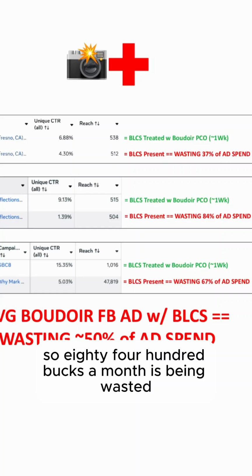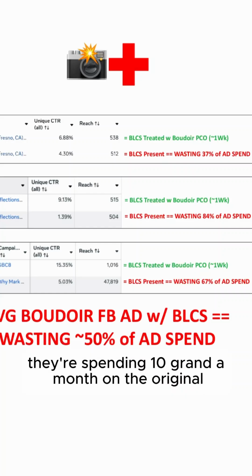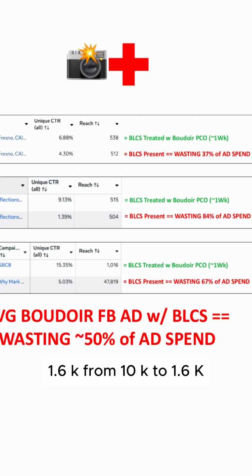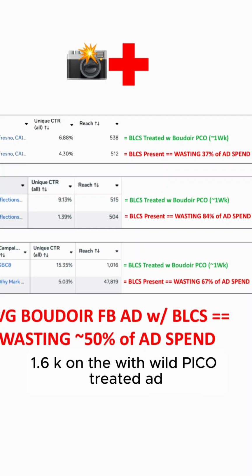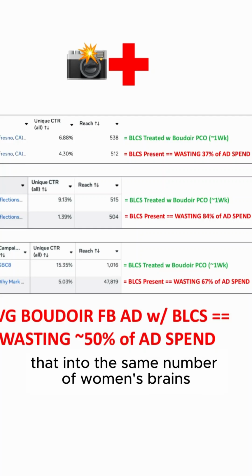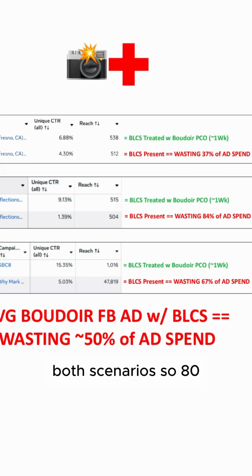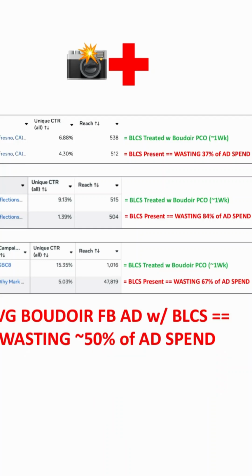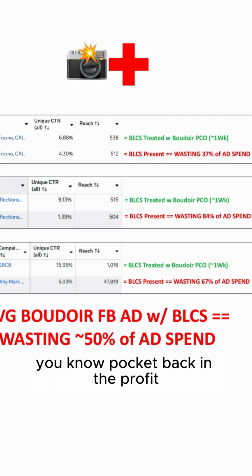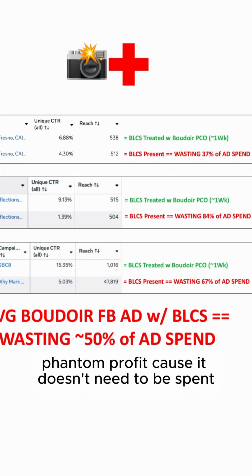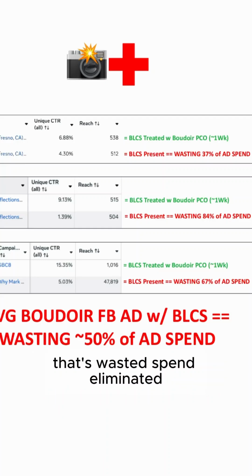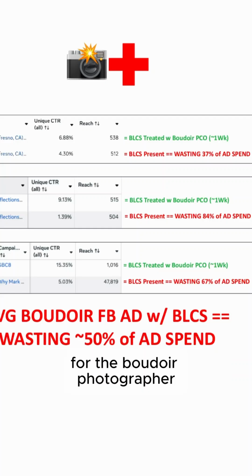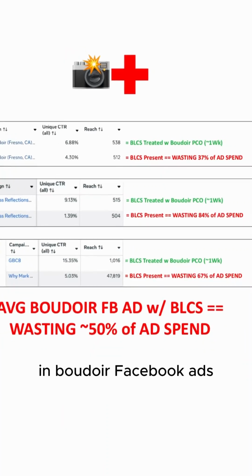So 8,400 bucks a month is being wasted. So if they're spending 10 grand a month on the original, they now only have to spend 1.6K on the Boudoir Pico treated ad, from 10K to 1.6K, and they'll get that into the same number of women's brains in both scenarios. So 8,400 not needing to spend goes back in the pocket as phantom profit because it doesn't need to be spent. That's wasted spend eliminated. That's like 100 grand over the next 12 months for the boudoir photographer that's spending 10K a month in boudoir Facebook ads.